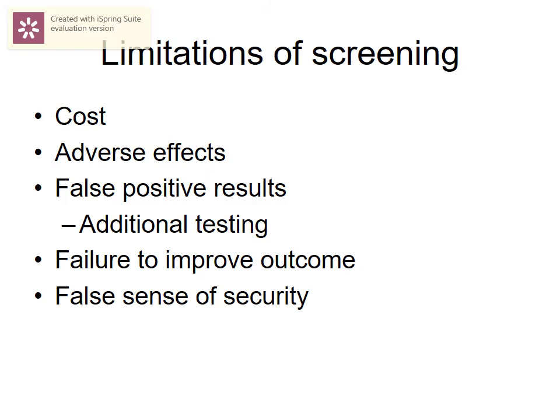Again, adverse effects could involve things that happen to the patient. So colonoscopy is an invasive procedure. Something could happen to the patient. Failure to improve the outcome. So screening, diagnosis, maybe even treatment doesn't change anything. Maybe that's not a good cost benefit.